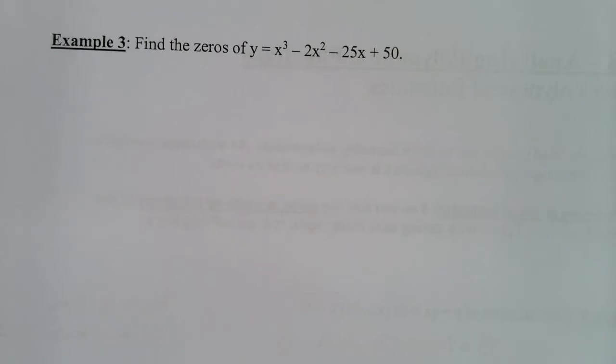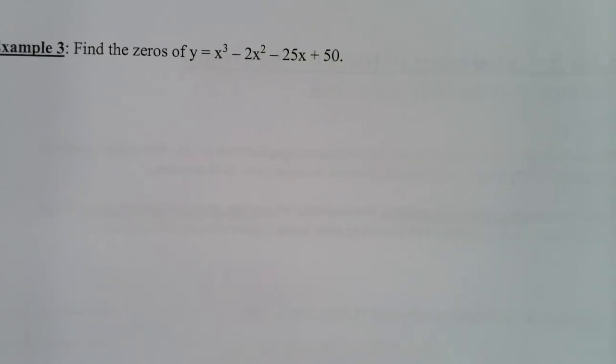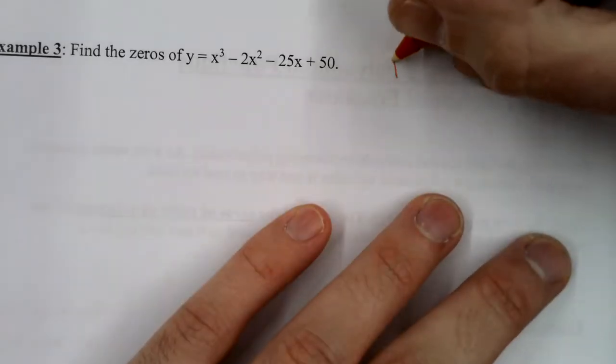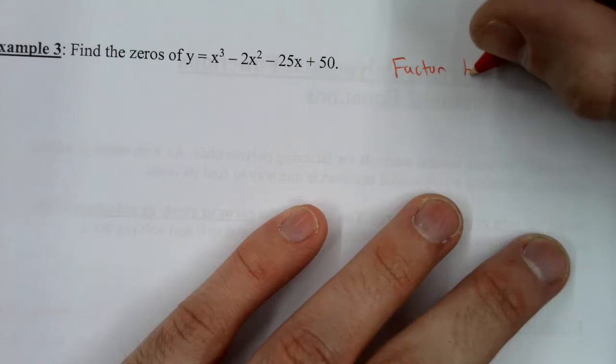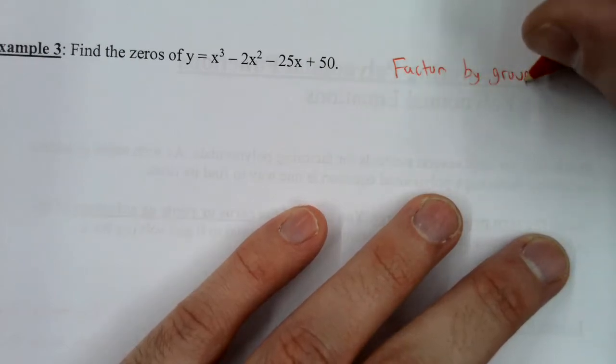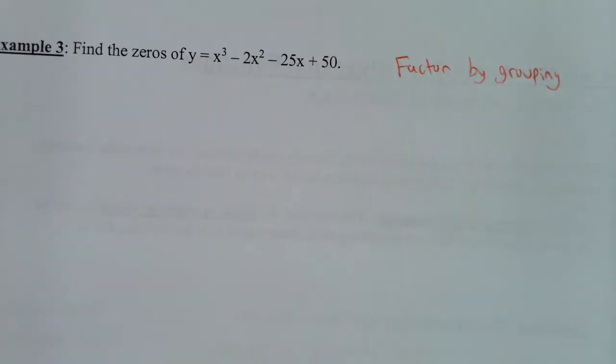Example 3, find all the zeros of x cubed minus 2x squared minus 25x plus 50. And this one's going to be a factoring by grouping problem. So I'm going to say factor by grouping. That's the game plan, which we've done a lot this year, so I'm hoping it's not that bad. So replace the y with 0.